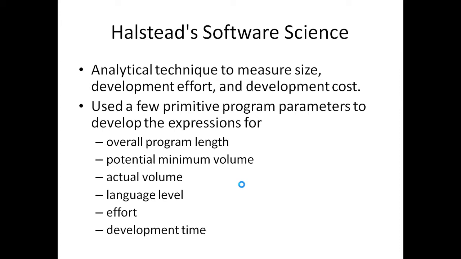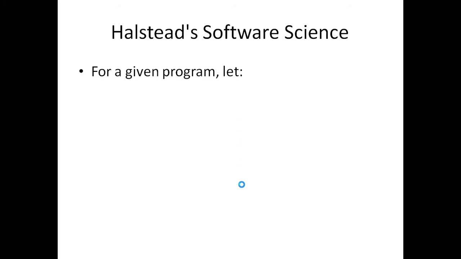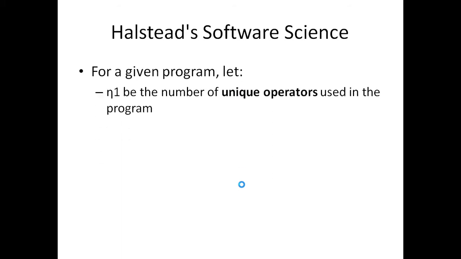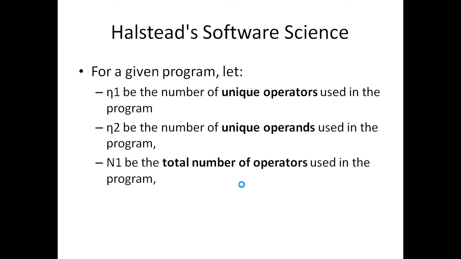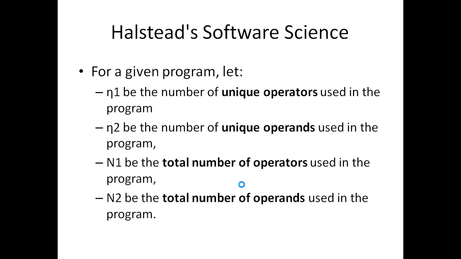So based on the primitive program parameters. Those primitive program parameters he used were the following. First one was eta1. It is the number of unique operators used in the program. Eta2 is the number of unique operands used in the program. Then N1 is the total number of operators used in the program. N2 is the total number of operands used in the program.